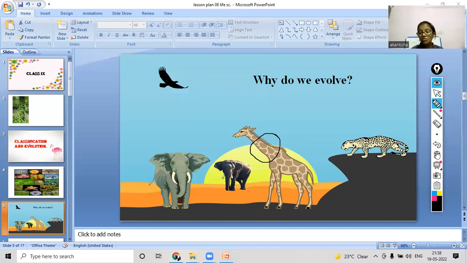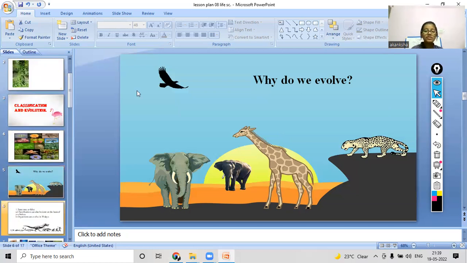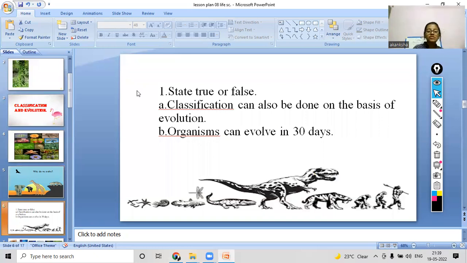We will now move ahead and see a question on it. Now there is a question, you have to state true or false, right? The first question is, classification can also be done on the basis of evolution. Is it true or false? You can write your answers in the chat box. I can see the right responses. Yes, it is true, as we just saw.